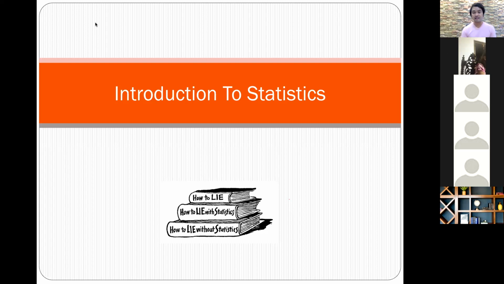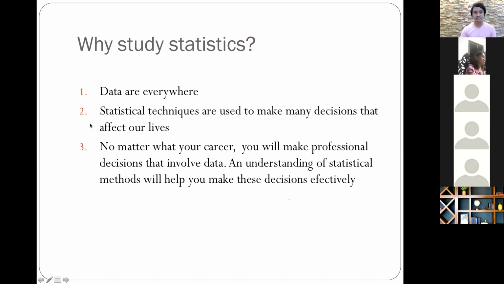statement of the problem or objective, because the statistics is aligned with the research questions, especially if your research problem or research questions are quantitative in nature. If you're going to conduct a quantitative research, meaning to say that would require numbers, you're going to use either descriptive or inferential statistics. So now, why study statistics?